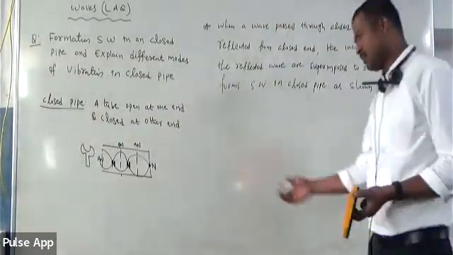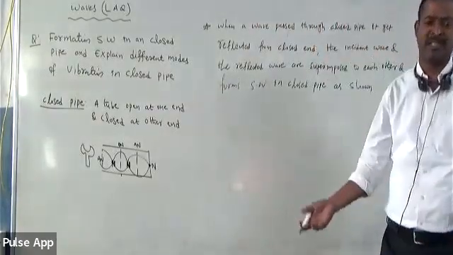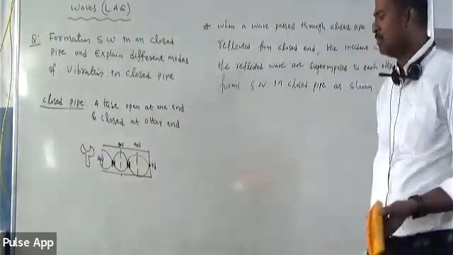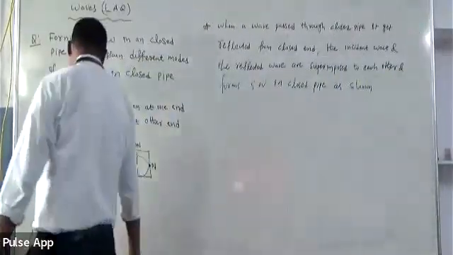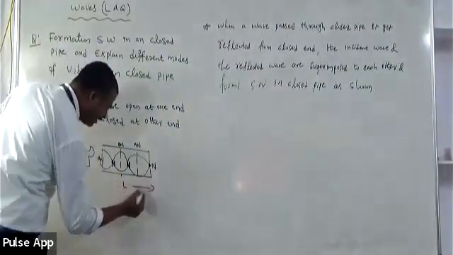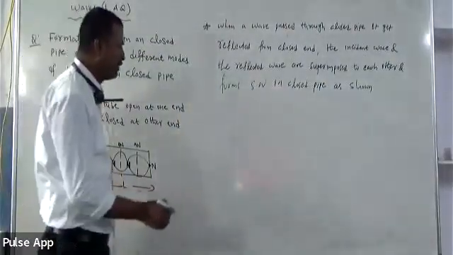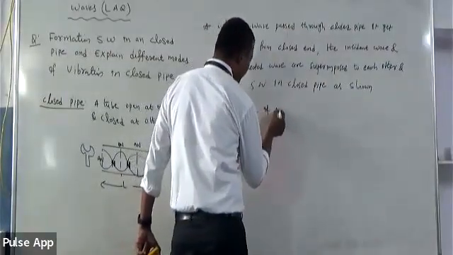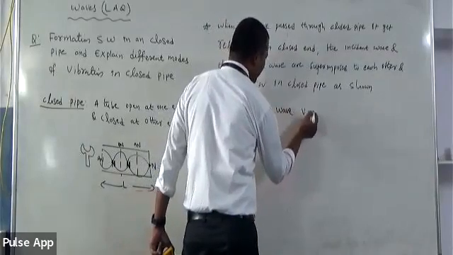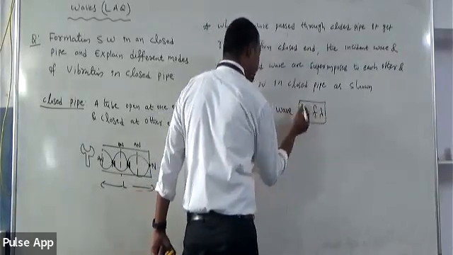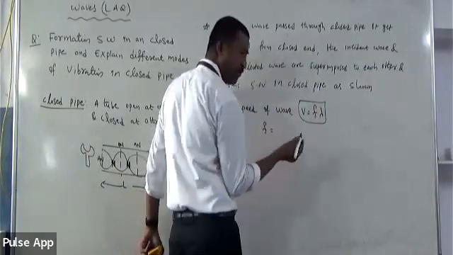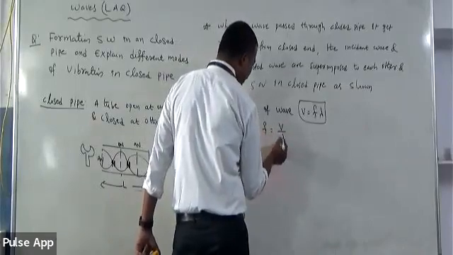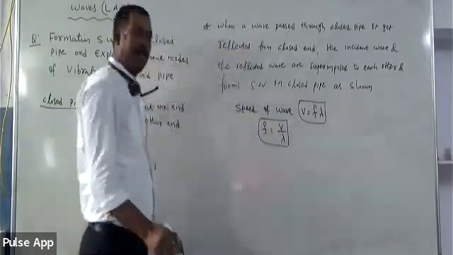Then again, the wave going inside the closed pipe has a wave velocity v, frequency f and wavelength lambda. As usual, the length of the tube is considered as L. L is the length of the tube, and the speed of the wave V is equal to frequency into wavelength. From this, the frequency of vibration of a stationary wave in a closed pipe is f equal to V by lambda.